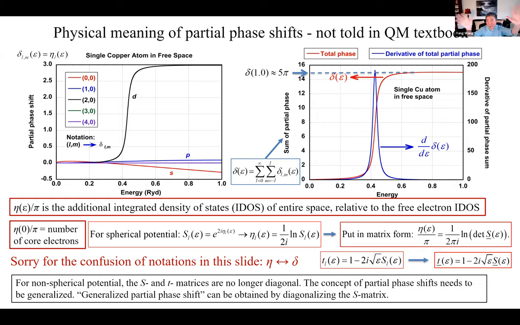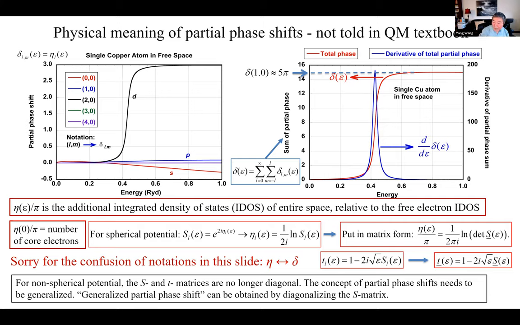But the problem is, all that I've told so far and on the slide before, we assume that the potential is spherical, so that we can separate the single-site wave functions into a radial term and the spherical harmonics. So we have a clear definition of partial phase shift, and the T matrix is diagonal, the S matrix is diagonal. We're all happy with it, but in practice, in general, potentials are not spherical. And what are we going to do with it?